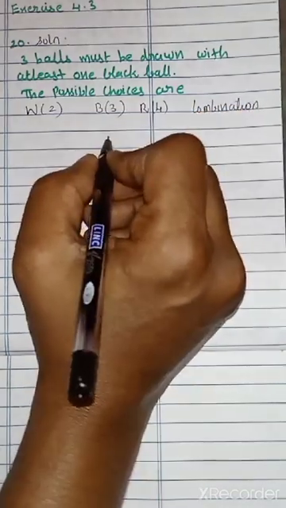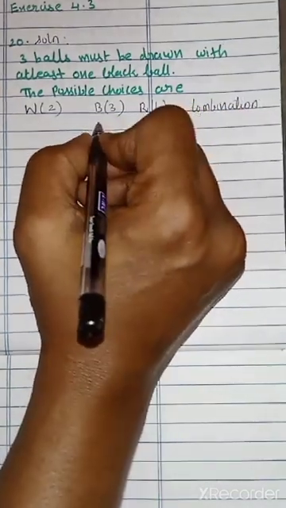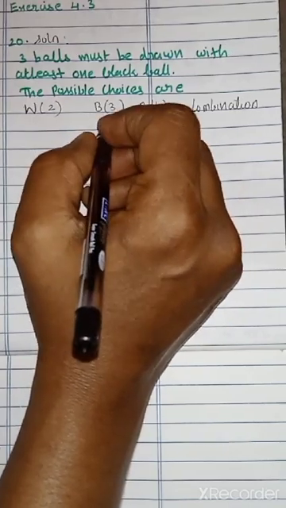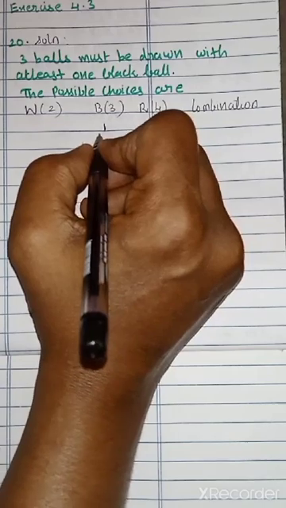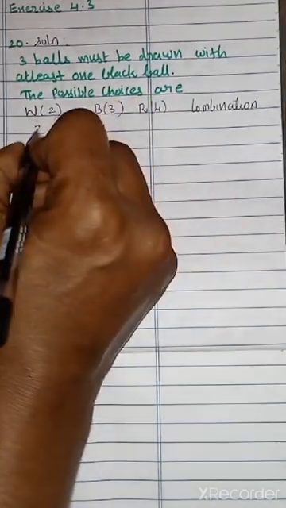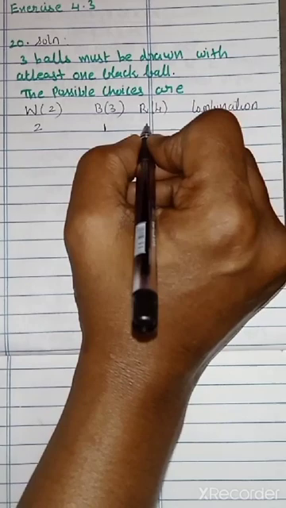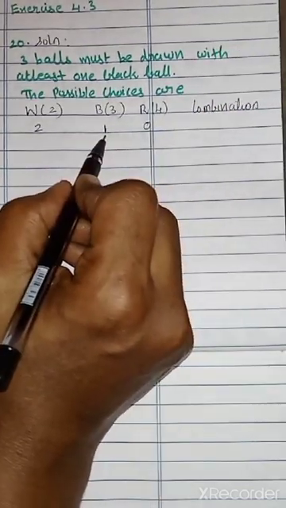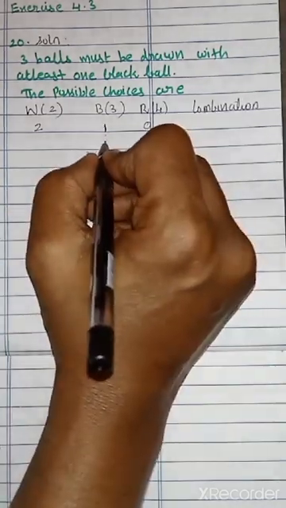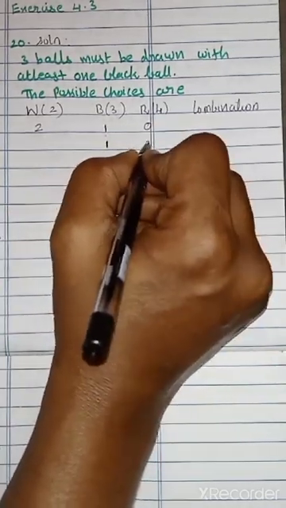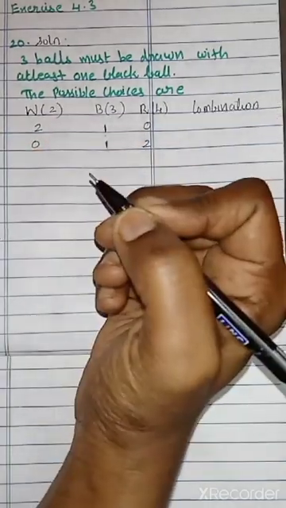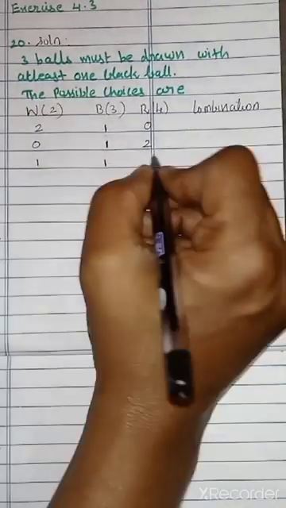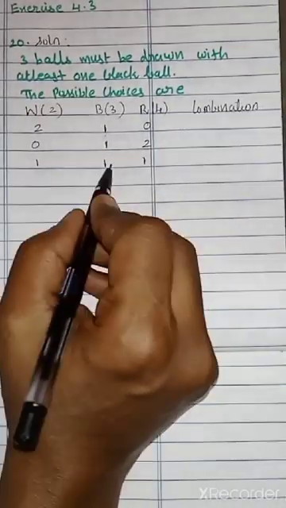Out of the 3, at least one should be black. So first we can take 1 black ball, and we can choose 2 white balls. Red will be 0, because totally we have to choose 3 only. Now again, if I choose 1 black ball and 2 red balls, white will be 0. Next, if I choose 1 black ball, I can choose 1 white and 1 red. Totally 3 balls: 1, 2, 3.